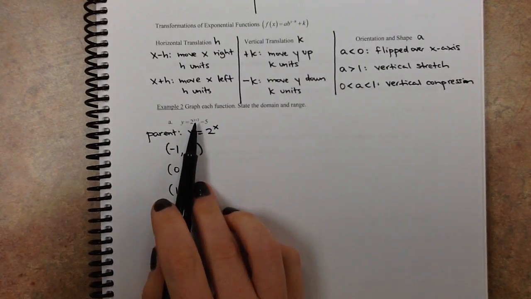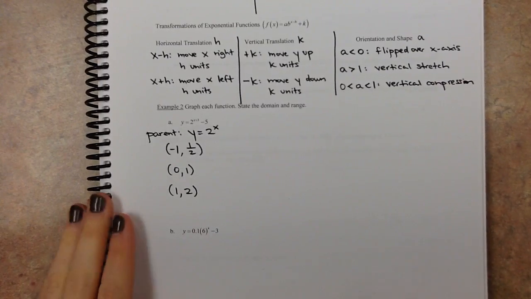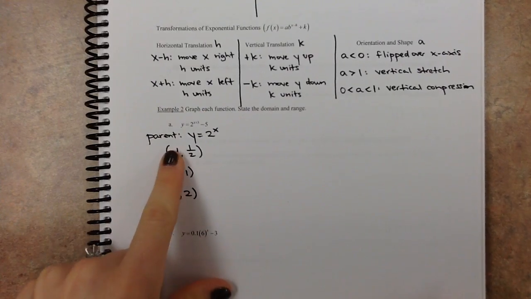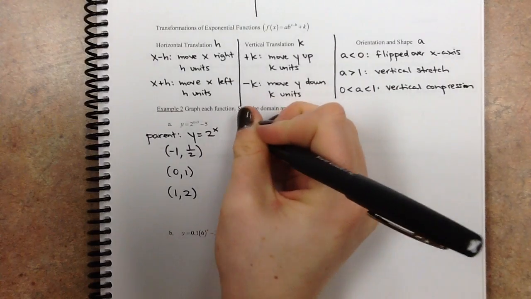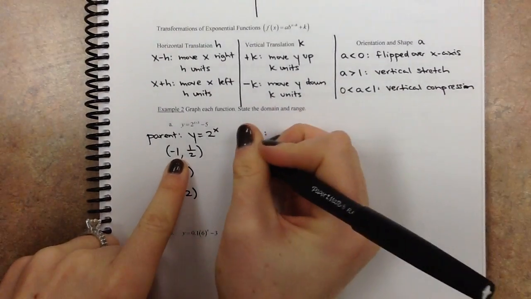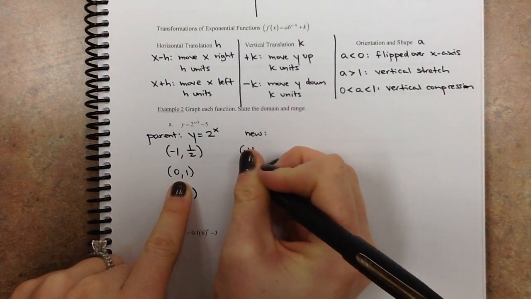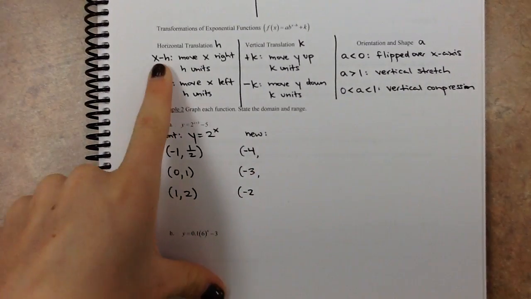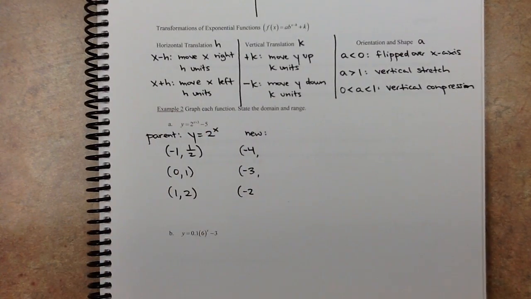But if you look on here, we've got an x plus 3. So what that means is that every single one of our x values is going to move to the left 3 units. Okay, so we're going to take these x values and we're going to move them to the left 3 units. So our new graph, all of the x values will move to the left 3 units. So I'm going to subtract 3 from -1. I'm going to subtract 3 from 0. And I'm going to subtract 3 from 1. So I took all my x values and I moved them left 3 units. Okay, so that's my starting.